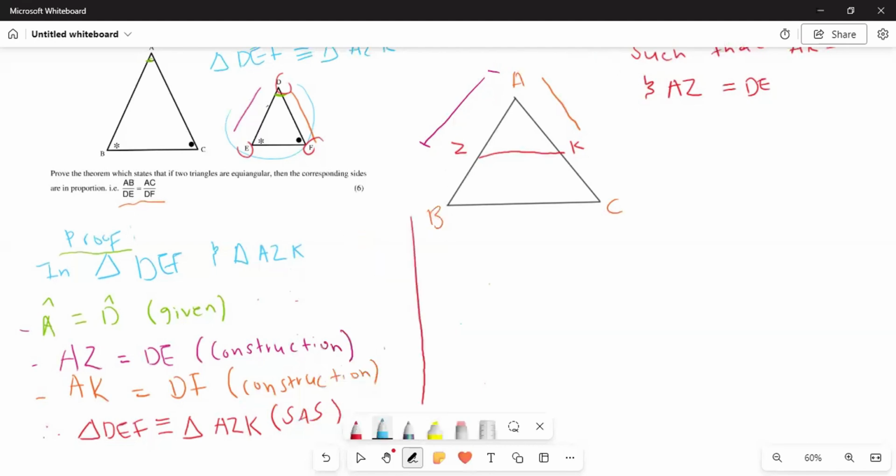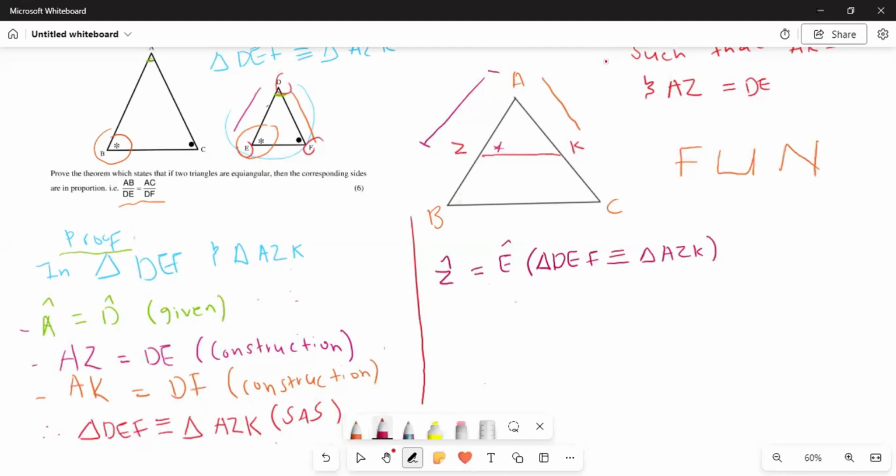We need to prove that this line is parallel to that line, right? So if we can prove that these two lines are parallel to one another, therefore we can use ratios in this triangle, all right? Now, let us go about doing that. Now, remember, there are only three ways you can prove that lines are parallel to one another using this fan shape.